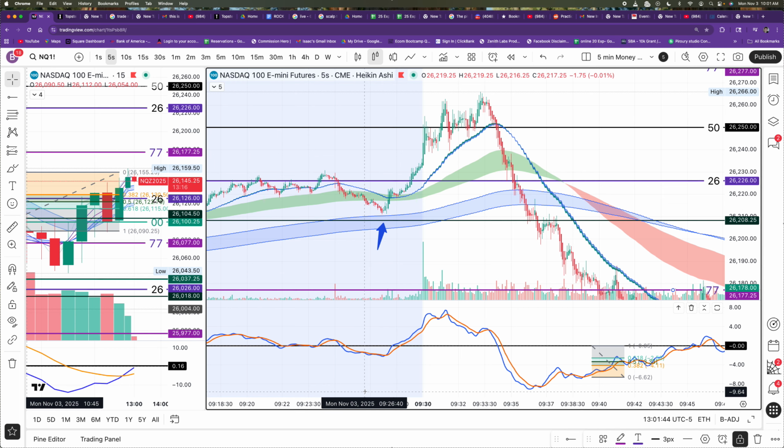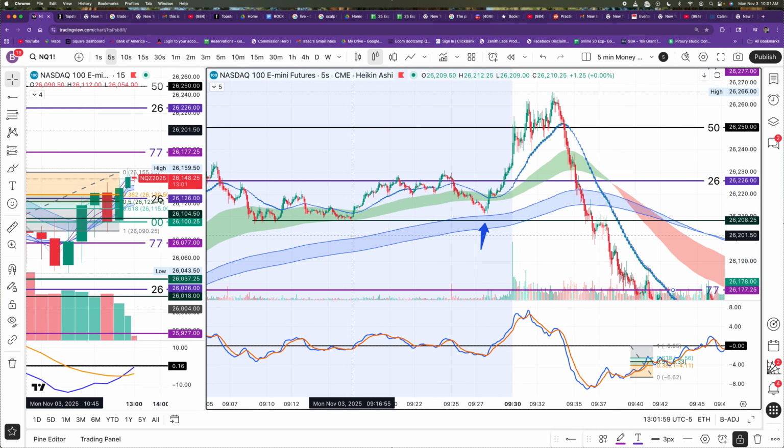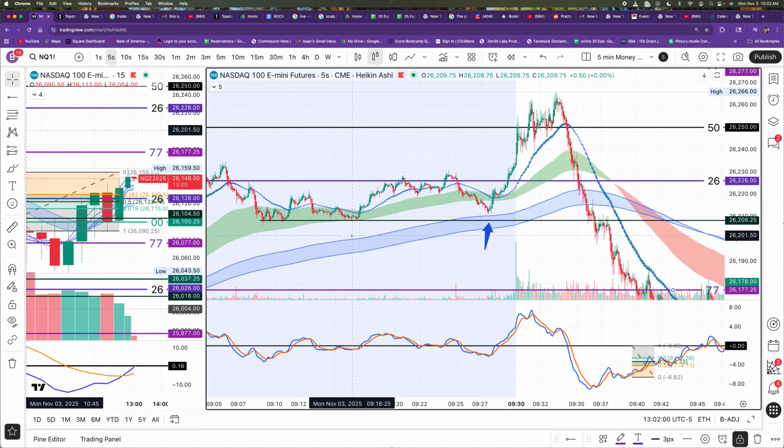Hey, I just wanted to share with you one of the first trades that I took today. It was a pretty good trade, and I want to share with you how I found the trade. Basically, if you look at this blue band right here, this blue band is called a multi-time frame cloud.